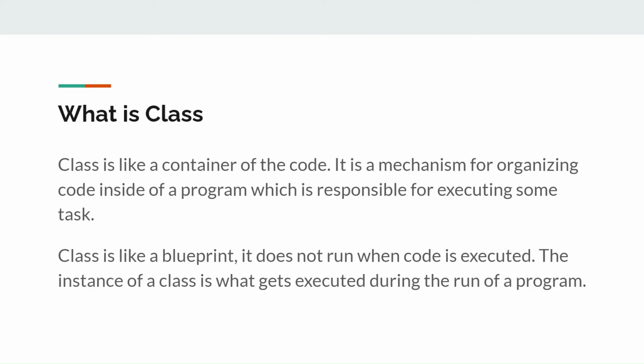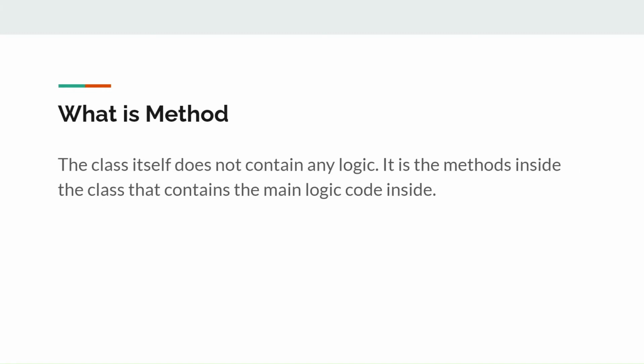And apart from class, we need to also understand what is method, because that is also a fundamental construct, and that is something which will be needed for executing the code in Visual Studio Code IDE. IDE means Integrated Development Environment. So what is a method? The class itself does not contain any logic. Class consists of methods and variables. It is the method inside the class that contains the main logic code. Method is the main container of the code. It contains the logic for execution. Class is just a wrapper around all the methods.